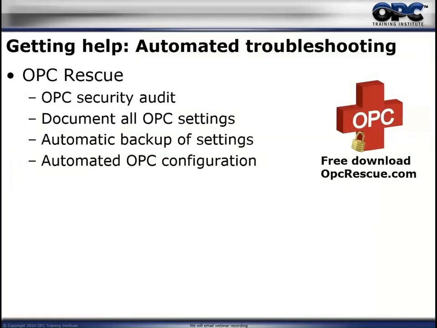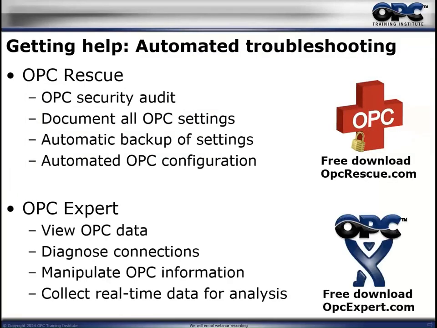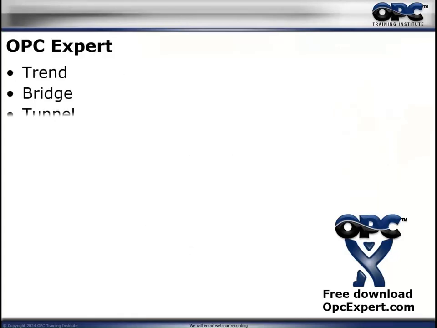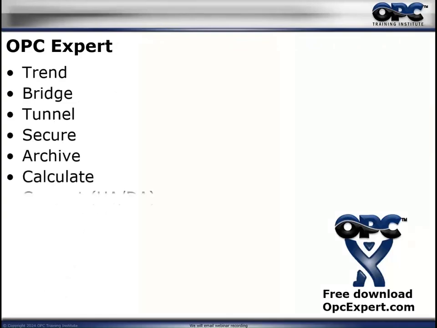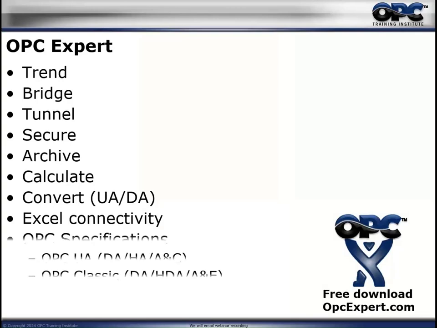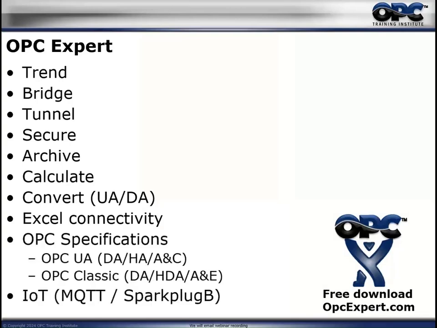So for automated troubleshooting, you can download OPC Rescue or download OPC Expert. You can view and diagnose your connections quite easily. With OPC Expert, when you download it, also with OPC Rescue, you're only going to get one executable, as I showed you, and then it's going to extract all of the files that it requires. OPC Expert can do all this stuff, and we have separate webinars on these topics. But in this webinar specifically, we talked about converting from UA to DA and DA to UA, and also we covered OPC specifications right over here.